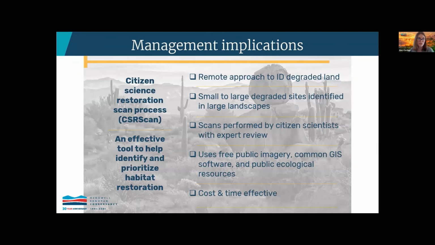And so the management implications for this is that this process has a lot of value. We know that this remote approach is a good way to identify degraded lands. We're very excited that this methodology is providing a new tool for land managers. We're able to find small to large degraded sites in large landscapes, which could be very challenging. Imagine trying to go into the preserve and map 30,000 plus acres on the ground to see what's degraded. It would be very difficult. And so a great feature of this is that the scans are performed by citizen scientists with expert review, and we were able to use free information.